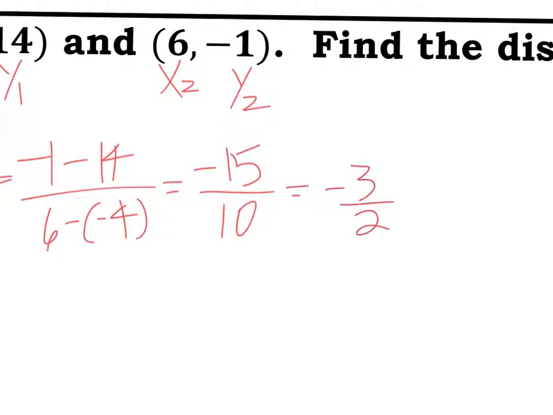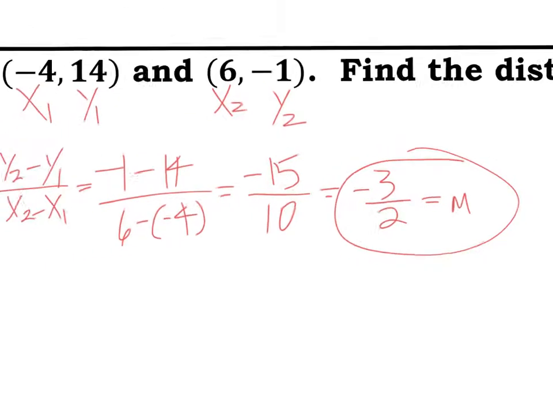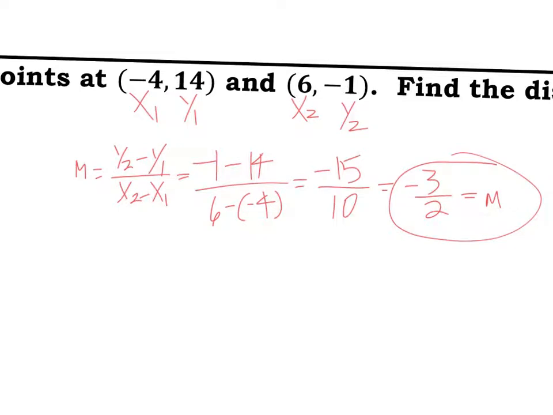You could put this into a decimal, and that would be -1.5, but it's a slope. I prefer slope stay as a fraction, so I'm just going to write negative 3 over 2 equals m. All right? So that's the first step. Second step is to figure out the y-intercept. So I need to use one of these 2 points. I usually just use that first point given to me.